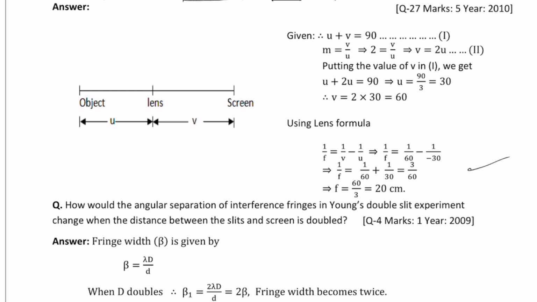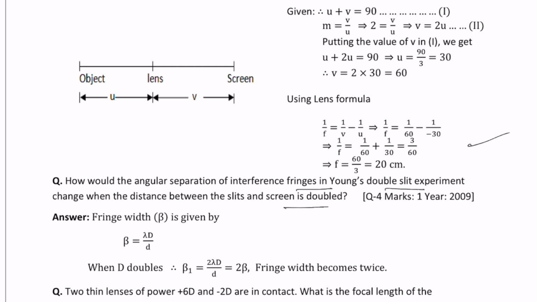How would the angular separation of interference fringes in Young's double slit experiment change? This is again, only it is given that the distance between the slit and the screen is doubled. Okay. So if it is doubled, then it will become 2 beta. The fringe width becomes twice.